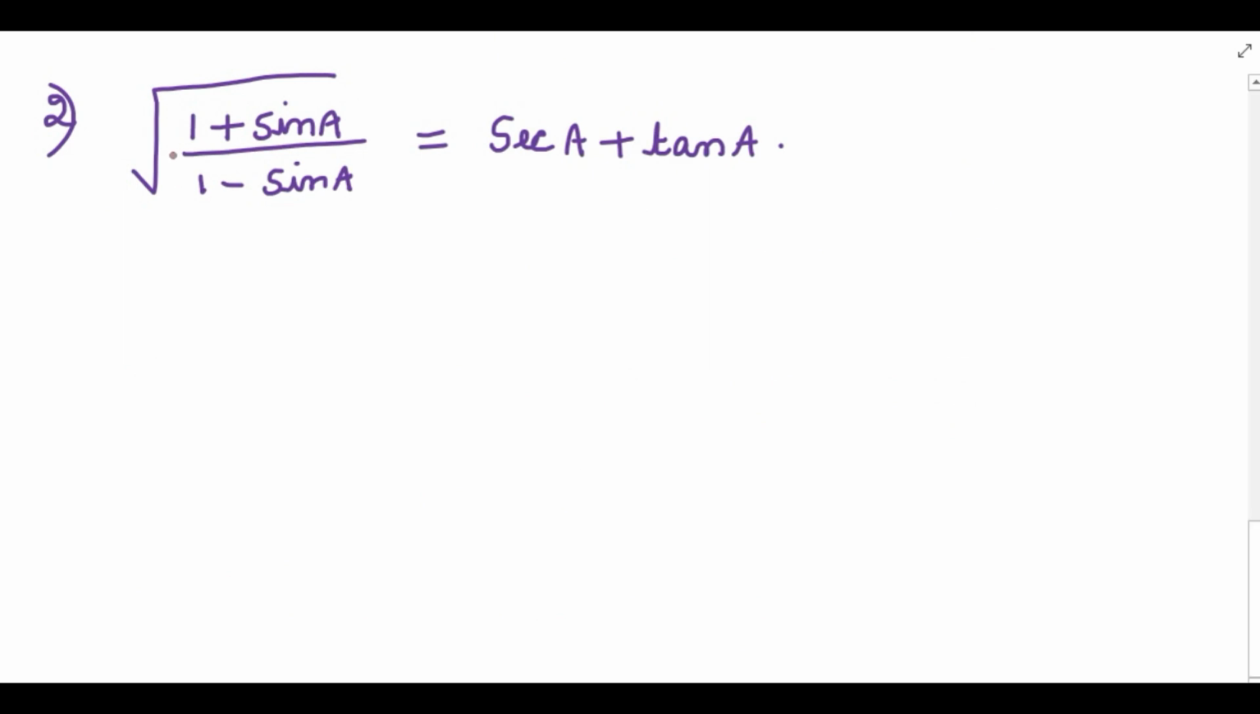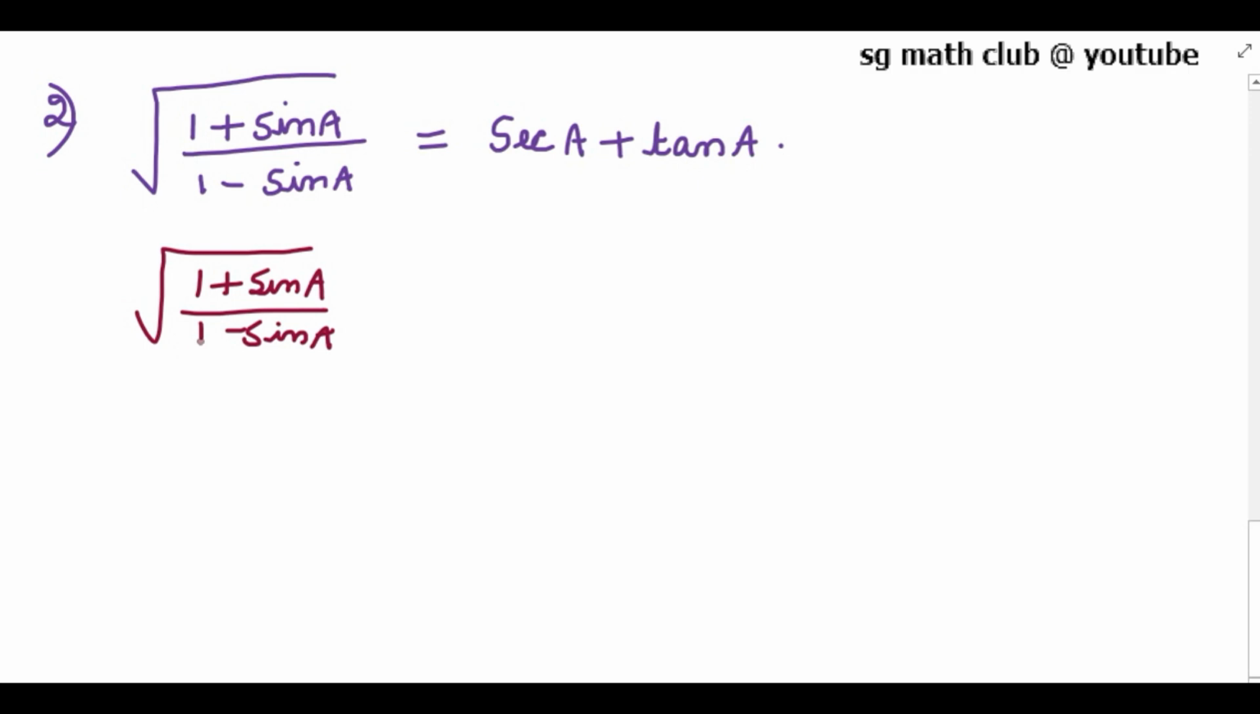So next question, prove that 1 plus square root of (1 plus sin A divided by 1 minus sin A) equals sec A plus tan A. So here the left hand side is the square root of 1 plus sin A divided by 1 minus sin A.